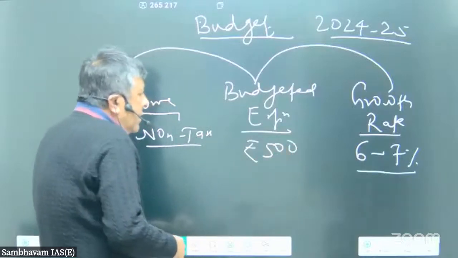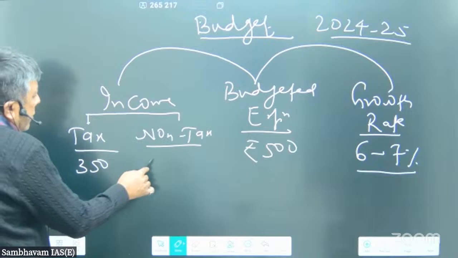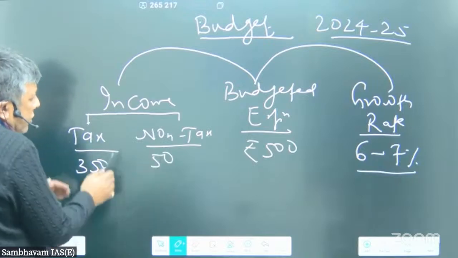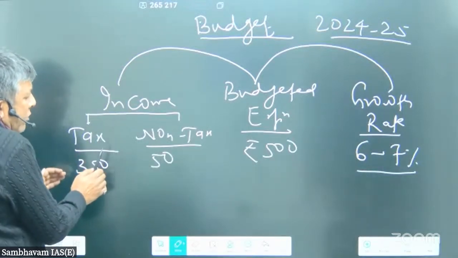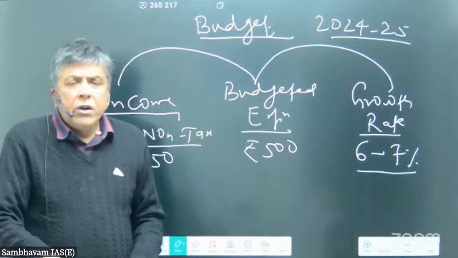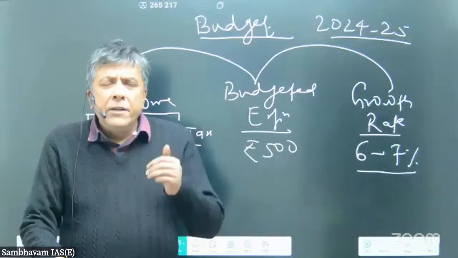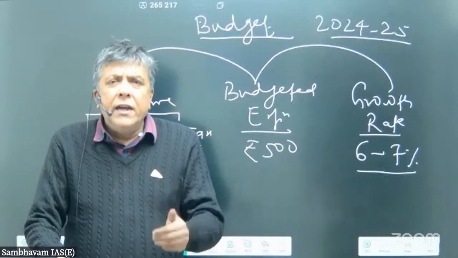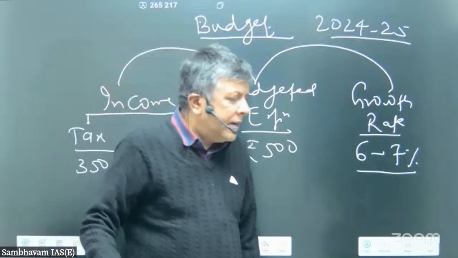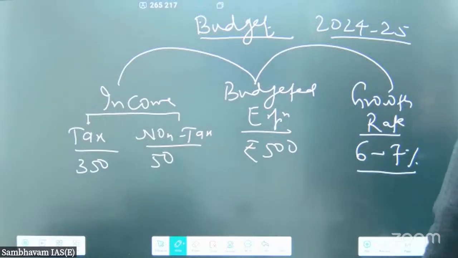Okay. Now through taxation, government could manage 350, and through non-taxes only 50. So government's own incomes are only 400, but the size of the budget is 500. So government's own incomes are not sufficient to cover the budgeted expenditure. So there is a deficit. There is a deficit, and this has been the feature of Indian budget since independence.